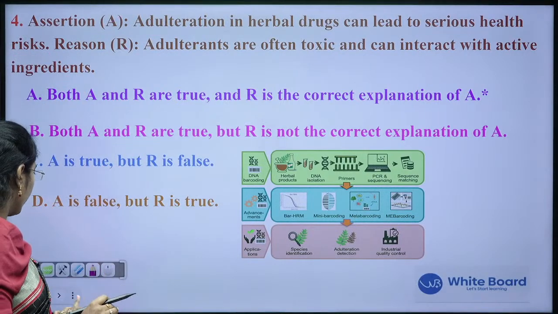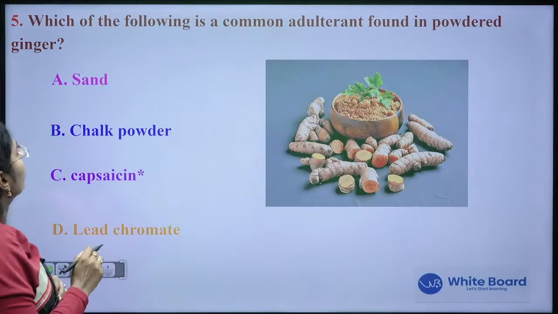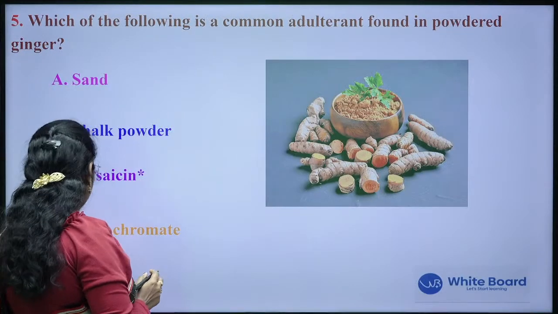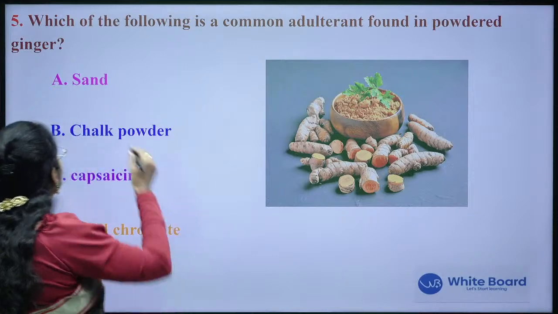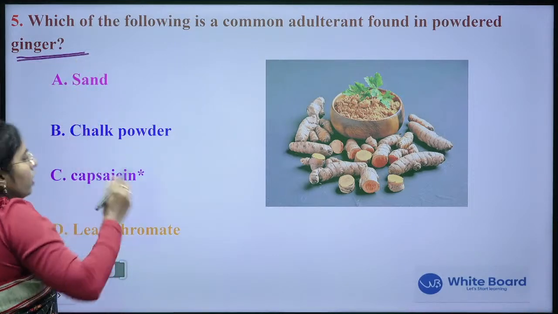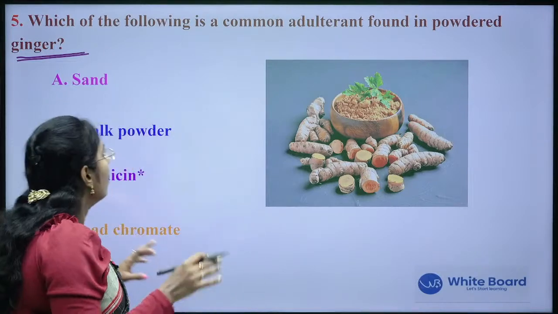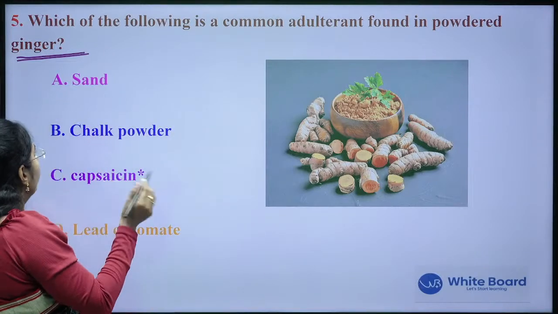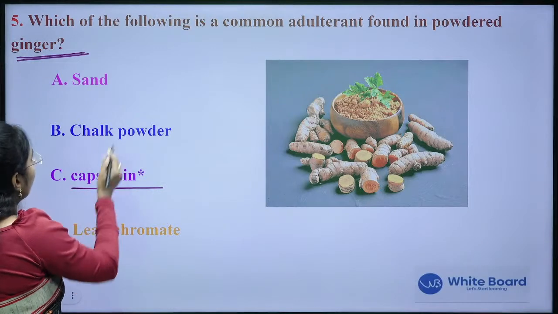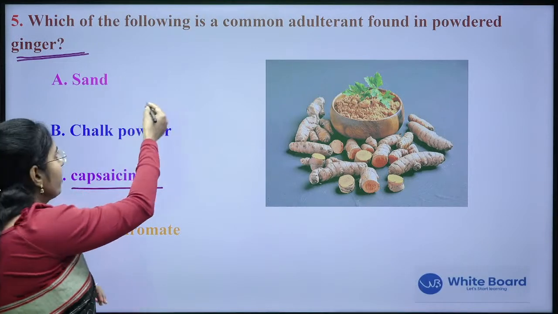So coming to the next question. Which of the following is a common adulterant found in powdered ginger? Powdered ginger is also available in the market, so that is adulterated with capsaicin. Sand, no, they cannot adulterate with sand.